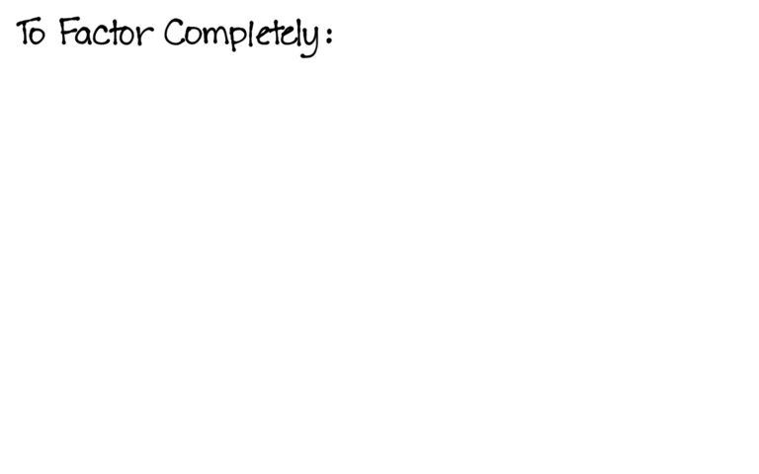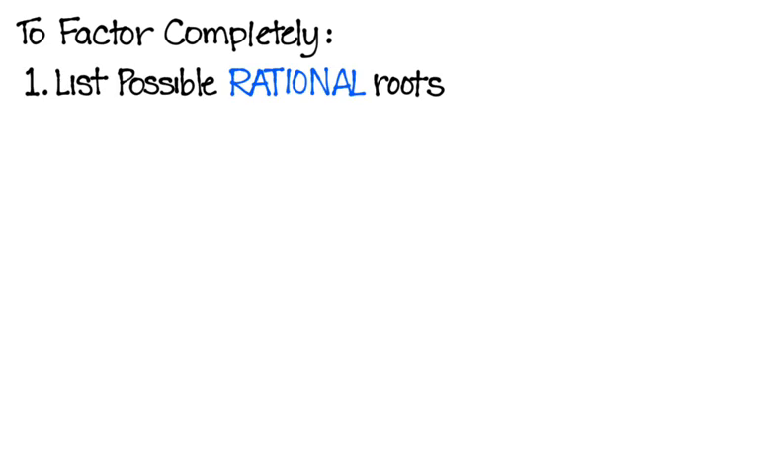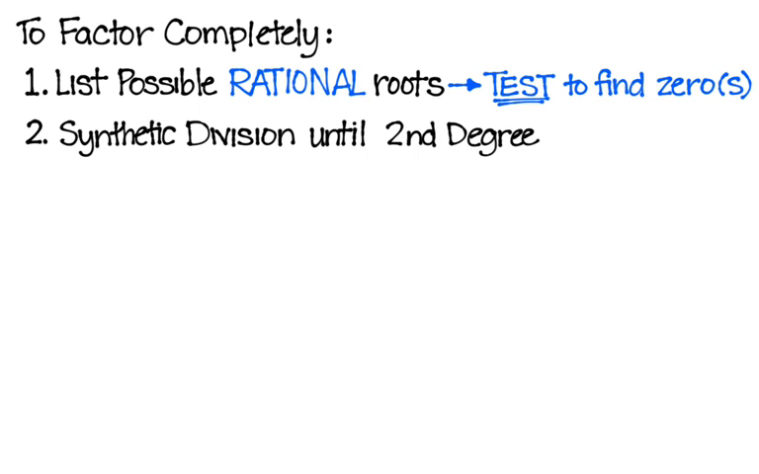So what does it mean to factor completely? Well, there are steps that we follow, and the first step is to list all possible rational roots. That's where we looked at the factors of the constant divided by the factors of the leading coefficient. We then take that list of possible roots and test them to actually find at least one or two zeros in that list. Then we use synthetic division with one or two of those zeros until we get a result that is a second degree polynomial, meaning there will be three coefficients in our synthetic division.